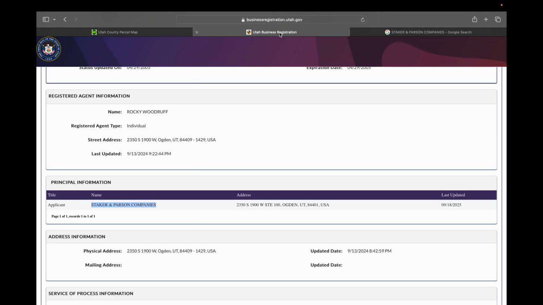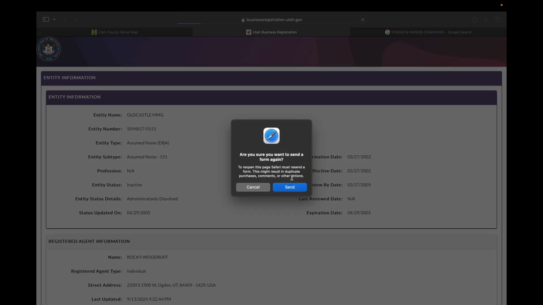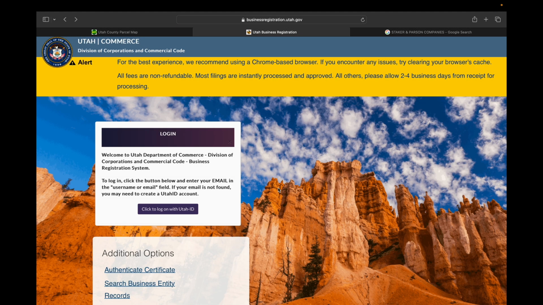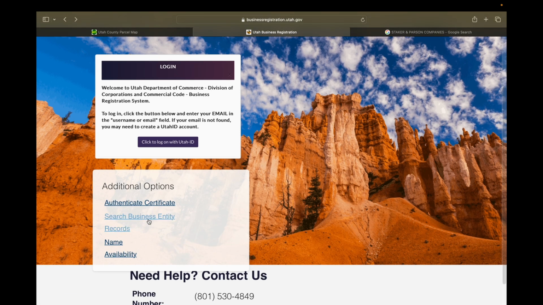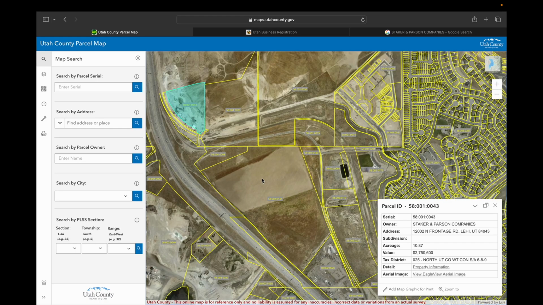you can always go to the Utah Business Registry and start looking up different information about who owns, or what is a parcel. So if you go down here to search business entity, and then you can start typing in whatever the entity is that you're looking for, and then when you search it, you can pull up the specific company and start doing a little bit deeper dive into who actually owns the parcel, and eventually you can find a name that you can start searching.